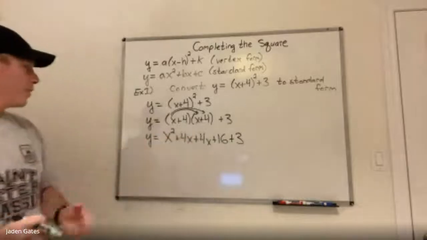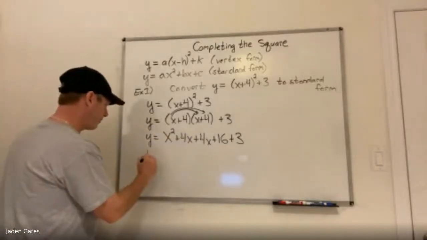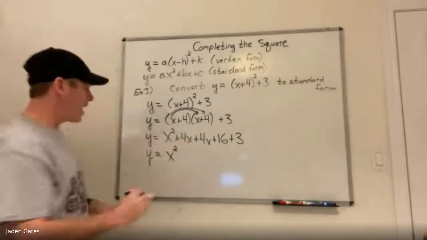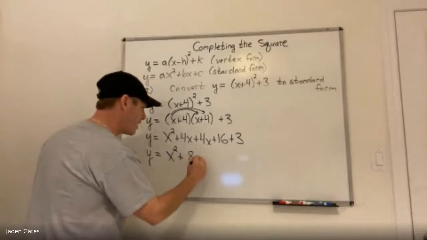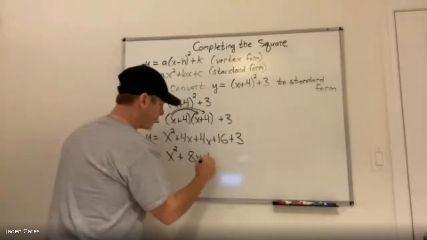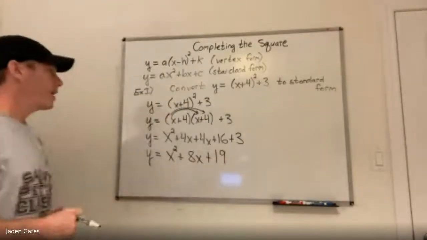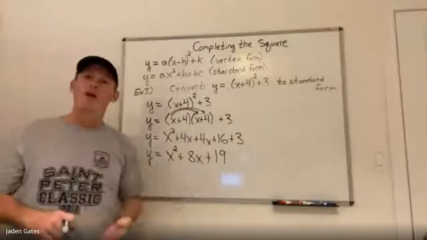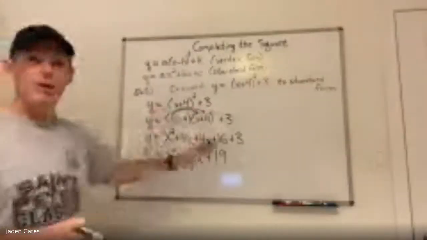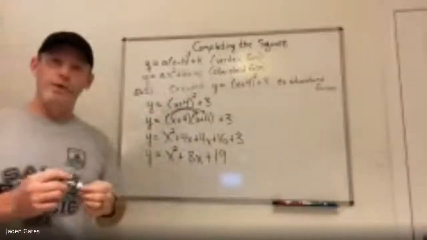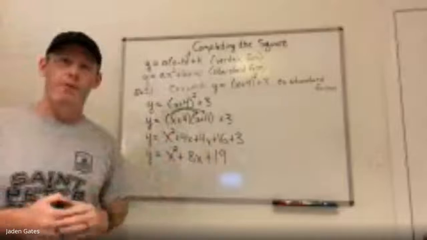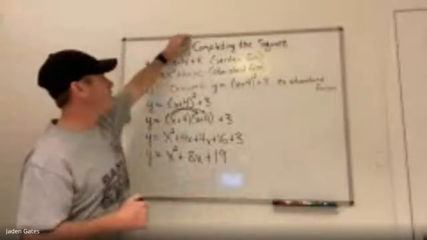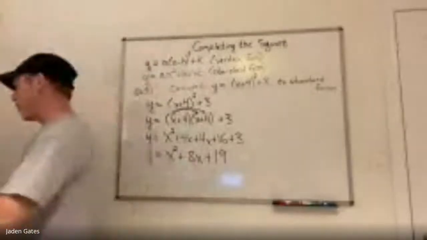And then simply what I'm going to do is collect like terms. So I have x squared, that's the only x squared term here. I can put my x's together, so 4x plus 4x is an 8x, and my numbers together to get 19. So converting from vertex form to standard form, nothing too special there because all we use is FOIL, collect like terms, and we've changed it into the standard form. Now going back the other way is much tougher, and that's called completing the square. So that's what we're going to do right now.